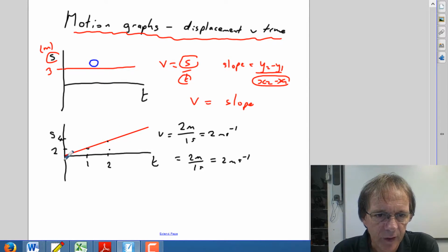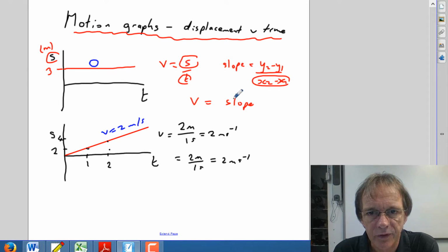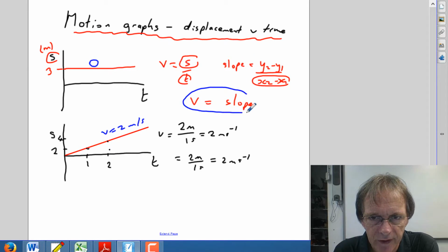If you look at the next one, the slope is staying constant here. So we expect the velocity to be constant. And in actual fact, if you work out the slope here, it's a y step of 2 over an x step of 1. So the velocity is a constant value of 2 meters a second all the way along. So just remember that the slope will tell you the velocity on any displacement time graph.